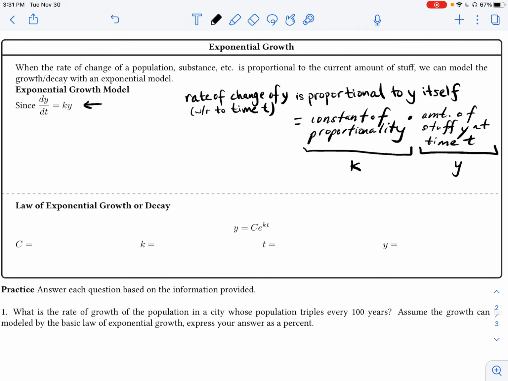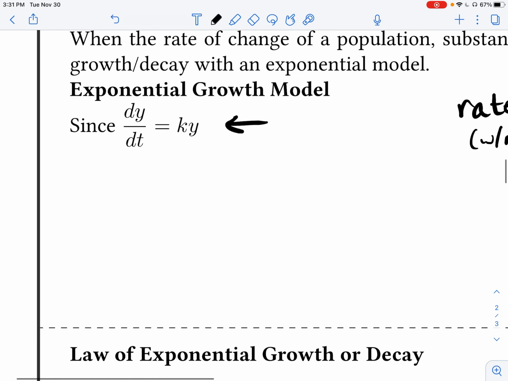Now, if you look carefully at this equation here, what we've just stated, this is a differential equation. So let's solve this differential equation. And this is actually going to give us the law of exponential growth or decay. So let's do that. The first thing we're going to do, and if you need to review my previous video on solving differential equations, we're going to solve by separating our variables. So we're going to say 1 over y dy is equal to k times dt.